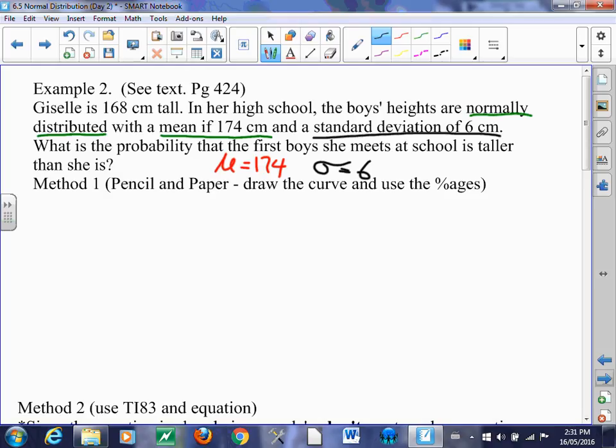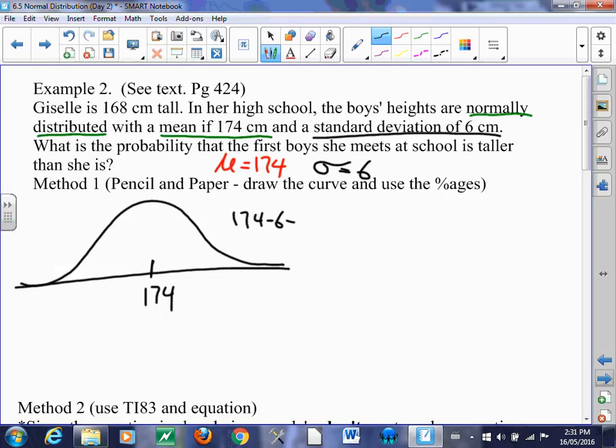What is the probability that the first boy she meets at school is taller than she is? Well, first of all, we got to take a look at method 1, which is the paper and pencil method. So we're going to draw our standard deviation curve. And from the middle, we know that the middle is 174. If we take the standard deviation and subtract 1, so take 174, subtract 6, that equals 168. So 168, that's our lower limit, right? So we need to know the probability, because that's how tall she is, right? So we need to figure out the probability of this.